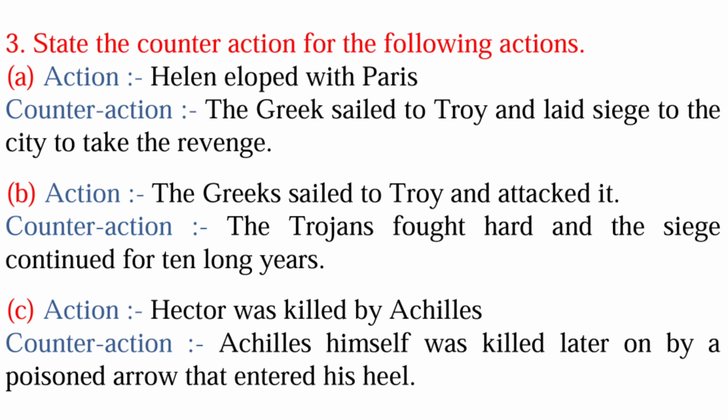So A is, action, Helen eloped with Paris. So counter action was, the Greeks sailed to Troy and laid siege to the city to take the revenge. B is, action, the Greeks sailed to Troy and attacked it. Counter action was, the Trojans fought hard and the siege continued for 10 long years. C is, action, Hector was killed by Achilles. Counter action was, Achilles himself was killed later on by a poisoned arrow that entered his heel.